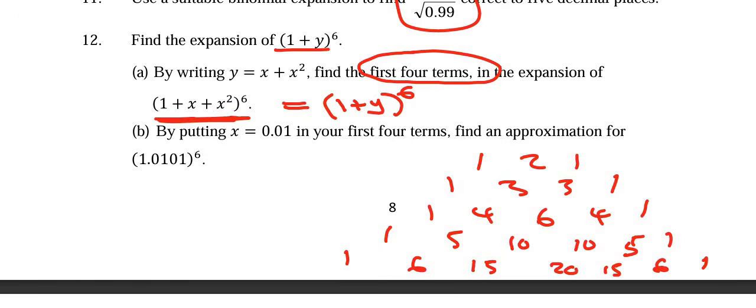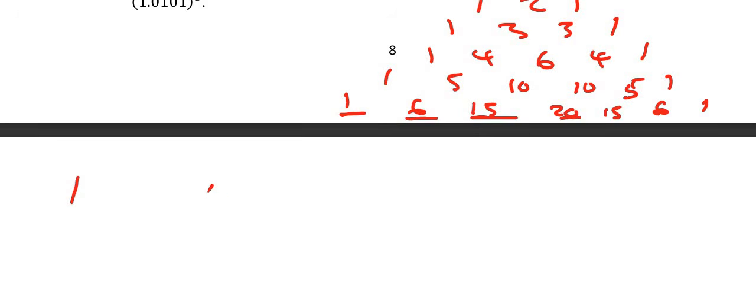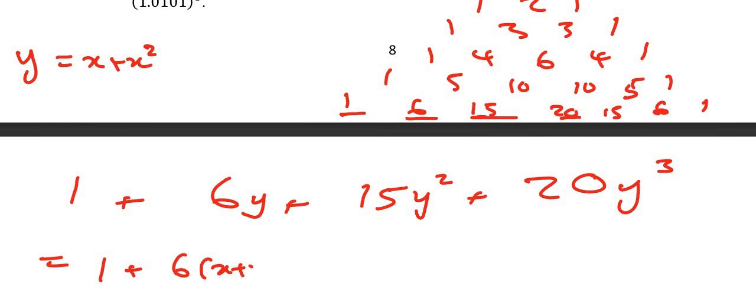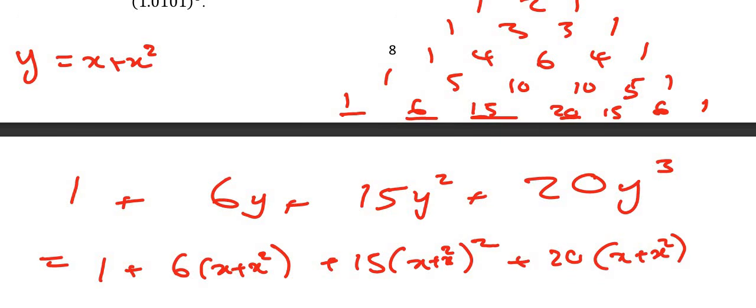They don't want all of them. They just want the first 4 terms, which uses these four coefficients: 1, 6, 15, and 20. The first term is simply 1. The second term is y, this is y squared, this is y to the power 3. Now they gave us y to be x plus x squared. So wherever there's y, replace it back with x plus x squared. That's what they want. 15, do x plus x squared again, plus 20, this is x plus x squared cubed.